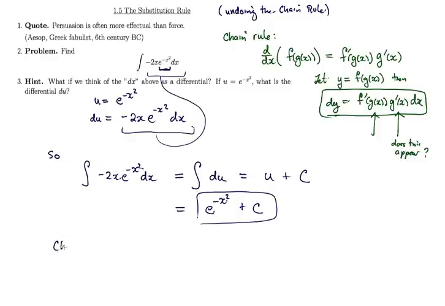Let's check this to make sure. In order to check, and I recommend you do this every time you compute an antiderivative, just do a quick check to make sure that you did get an antiderivative. You didn't make any mistakes. Differentiating this thing, chain rule, negative 2x e to the negative x squared, and that's exactly the integrand. Of course, this derivative computation is exactly the one we did above. So we've got our antiderivative.